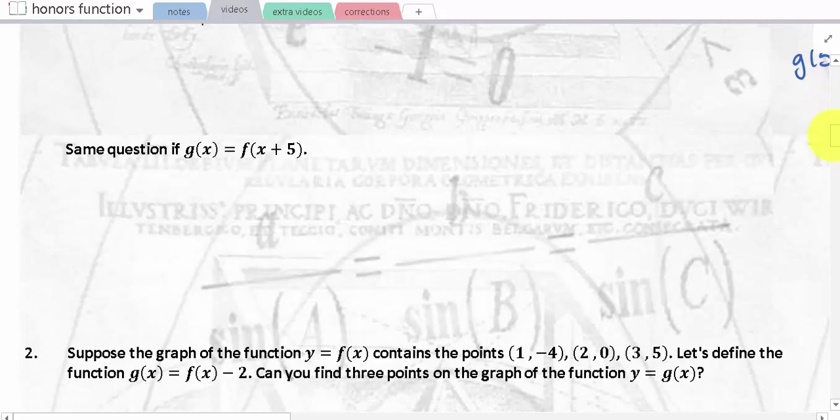So the points have moved 2 units to the right. 2 units to the right when I have an x minus 2 in my expression, okay? Please do the next question in the same first example about f of x plus 5, okay? Find 3 points on the graph of g. Let me do example number 2.